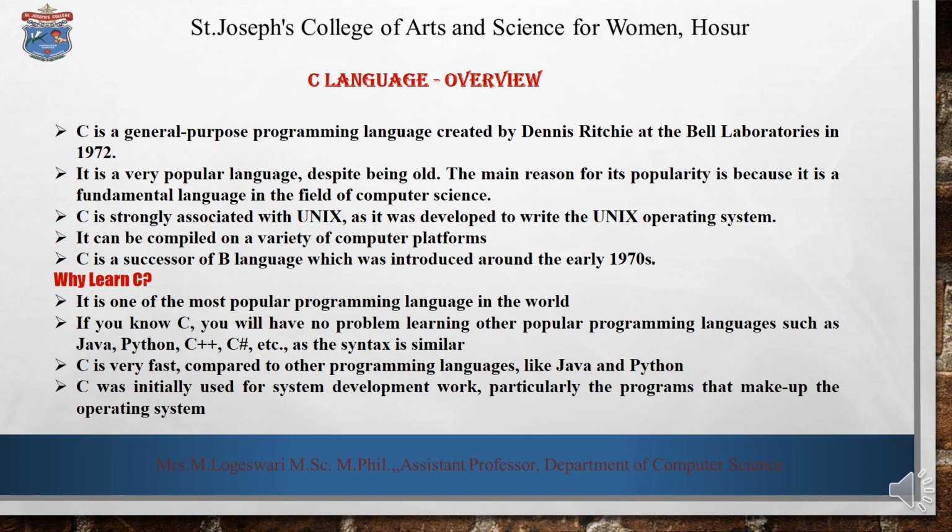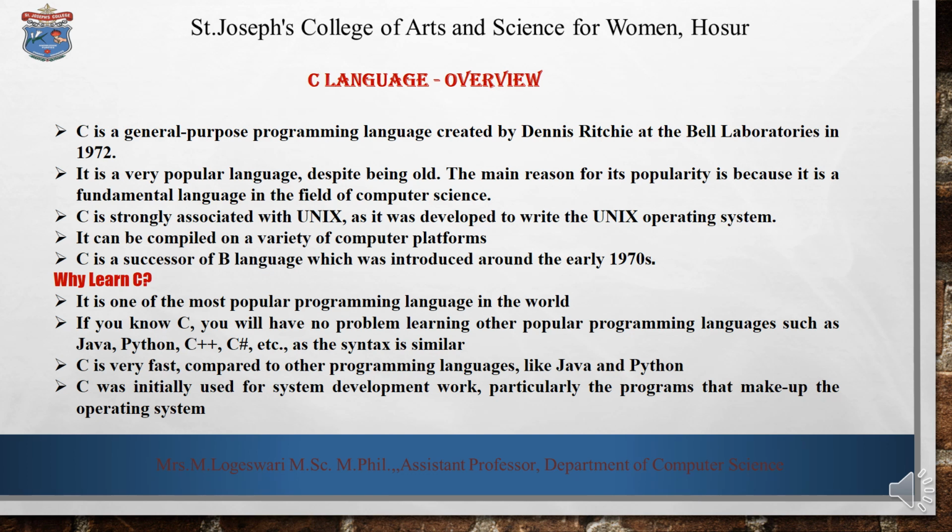Overview of C. C is a high-level language developed by Dennis Ritchie at Bell Laboratories in 1972. It is a very popular language. The main reason for its popularity is that it is a fundamental language in the computer field. C is associated with the Unix operating system, and all Unix applications have been written in C. At the same time, C can be compiled on a variety of platforms.